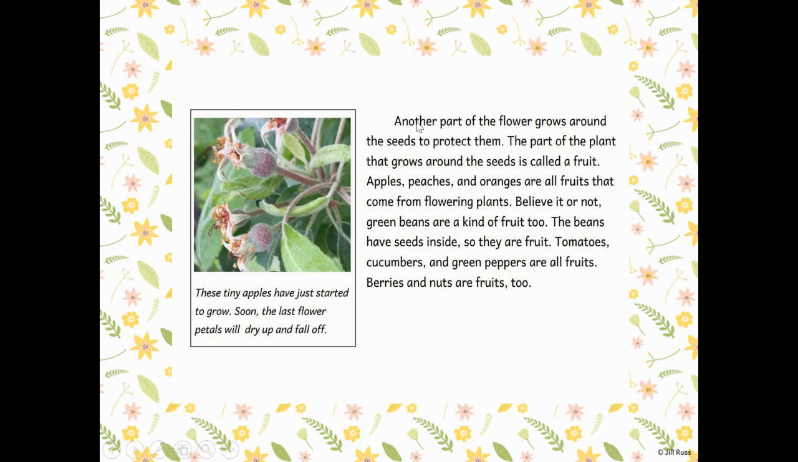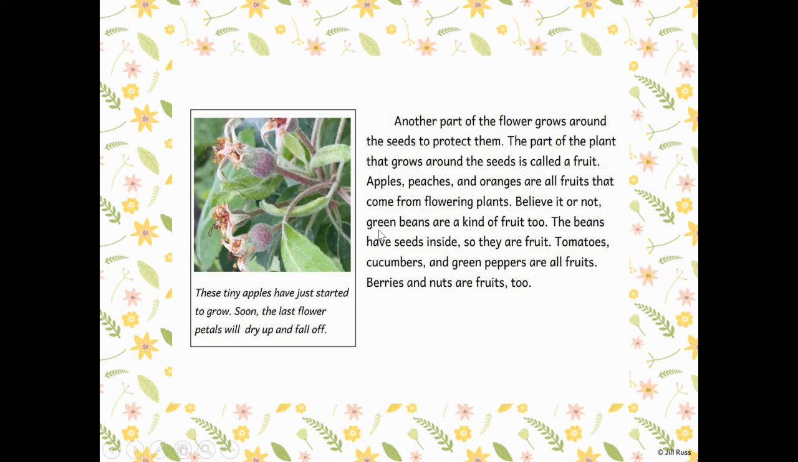After the seeds, we have another part we're going to talk about. Another part of the flower grows around the seeds to protect them. The part of the plant that grows around the seeds is called a fruit. So if you look at this picture here, there's tiny little apples that have started to grow right here. And that's because they're protecting the seed from this flowering plant. At the very top, you can see just the last little bit of those flower petals, and those will soon fall off. Apples, peaches, and oranges are all fruits that come from flowering plants.